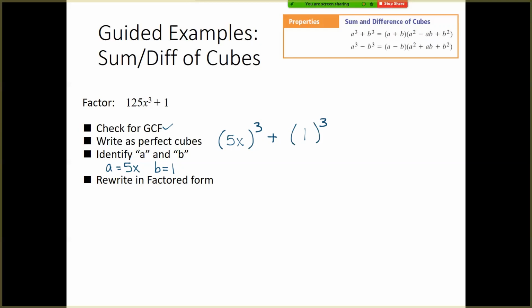Which formula are we going to use, the top one or the bottom one? The top one. Our original had a plus sign, so we're using this formula right here. I want you to take a minute, see if you can do it. So first set of parentheses is just a plus b. Second set, your a squared minus ab plus b squared.